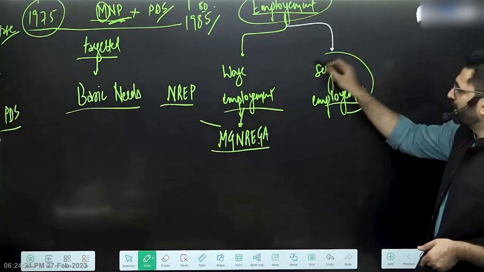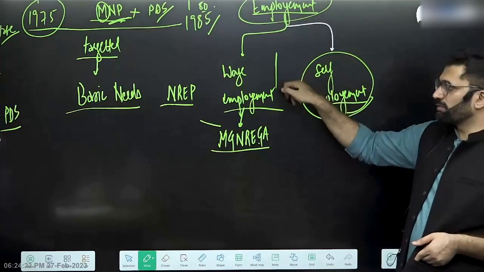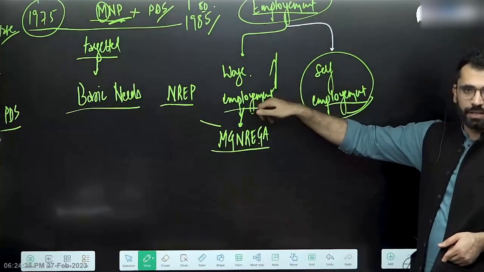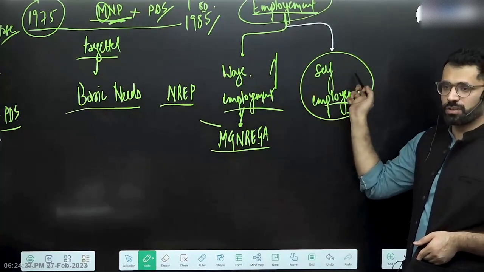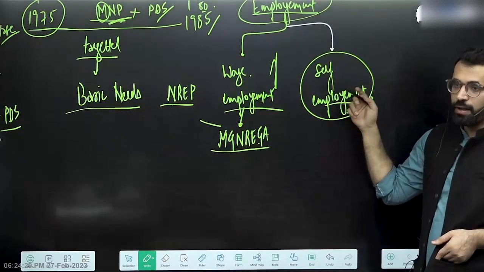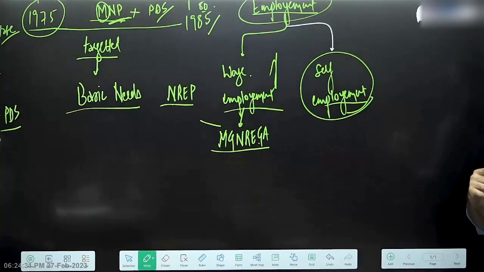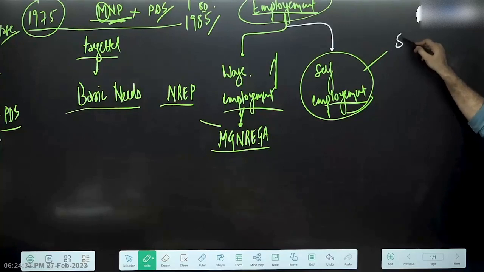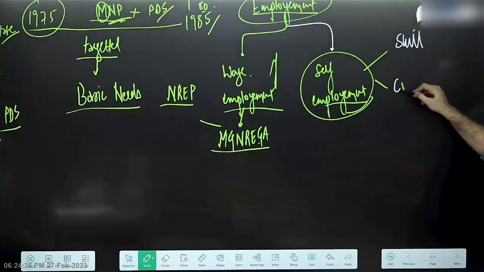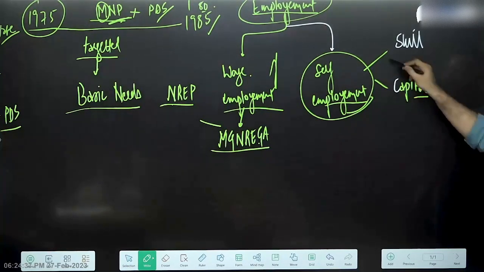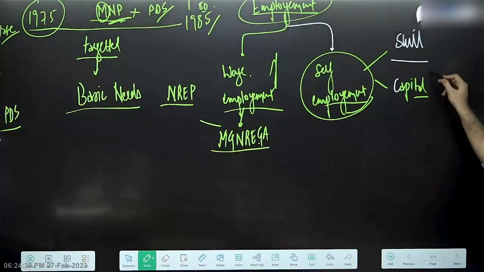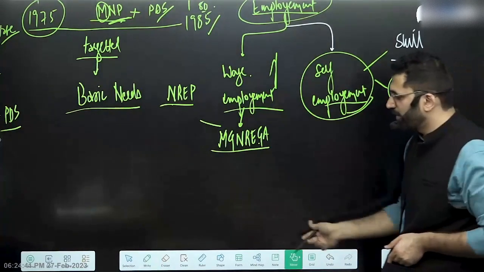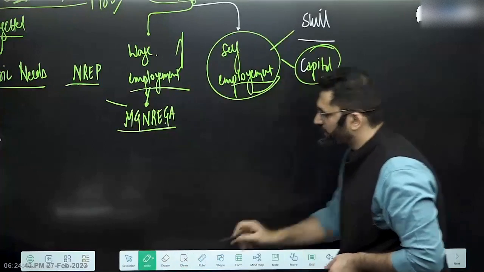The whole idea of self-employment is that the government is not fit to create wage employment. हर किसी को काम नहीं दे सकते, लोगों को खुद काम देना, खुद काम करना पड़ेगा. खुद काम करने के लिए what would you need? You would need skill and you would need capital.